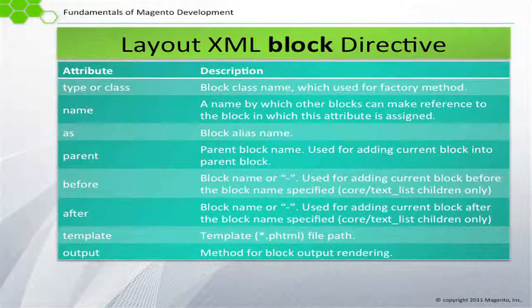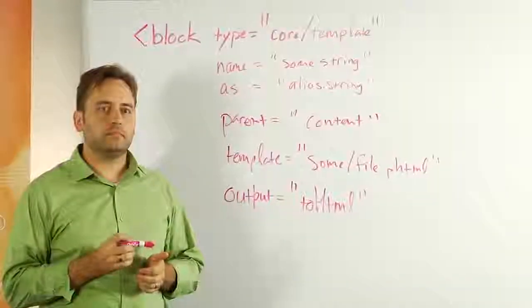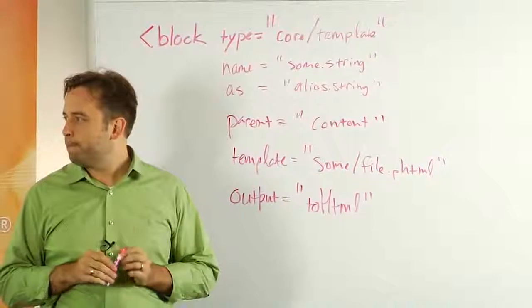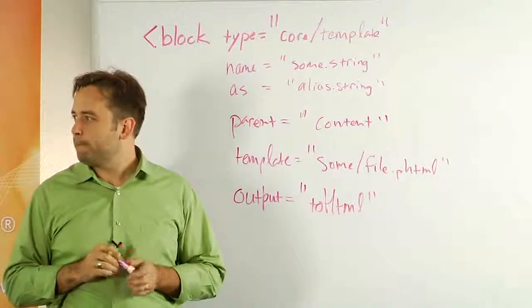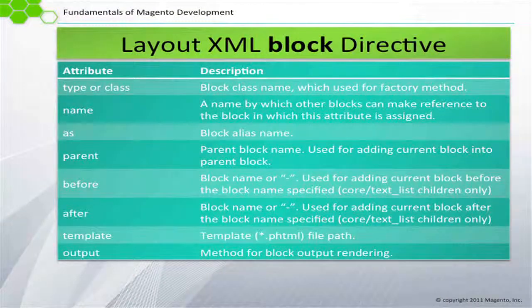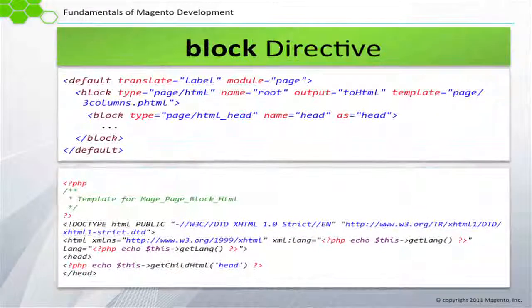Now, before and after, those only work in the context of text lists. So you use a dash to put it all the way at the front or at the top or the end. All right. So here's just some examples of this block directive here, and the default layout update handle.